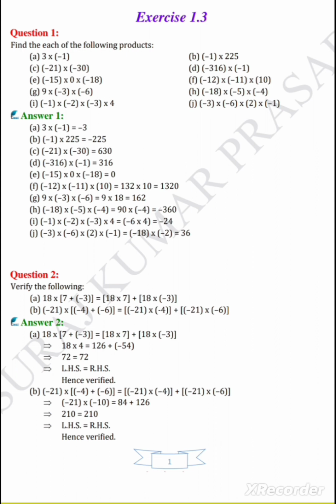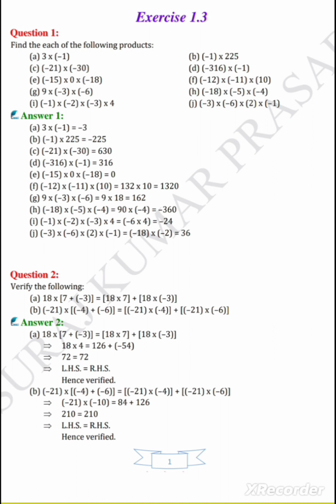F. Minus 12 into minus 11 into 10. As we know, minus into minus is plus, and plus into plus is plus, and then 12 into 11 is equal to 132, 132 into 10 is equal to 1320. The answer is plus 1320.